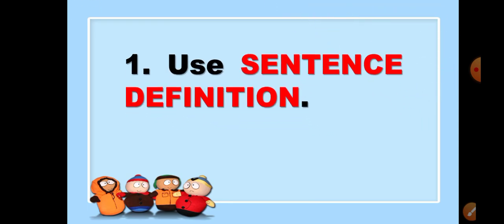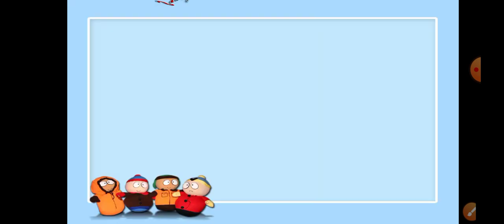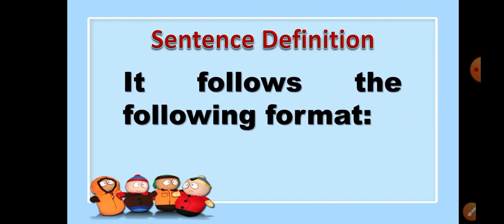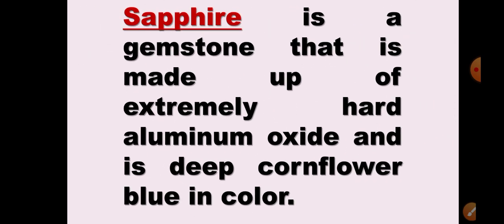The first guideline is that we must use sentence definition. But the question is, how do we write the definition of terms in this kind of format? The sentence definition follows the following format. Let's discuss it one by one. We have here our example: Sapphire is a gemstone that is made up of extremely hard aluminum oxide and is deep cornflower blue in color.